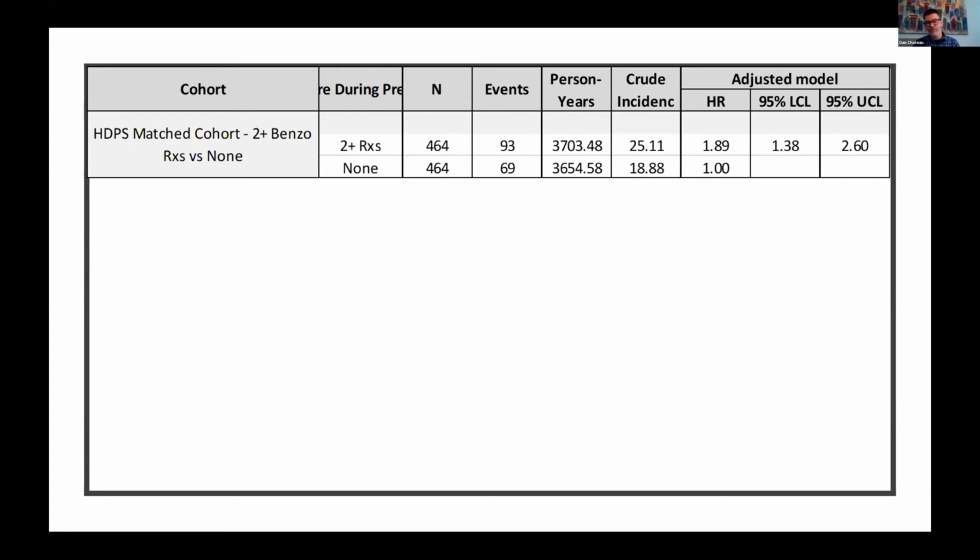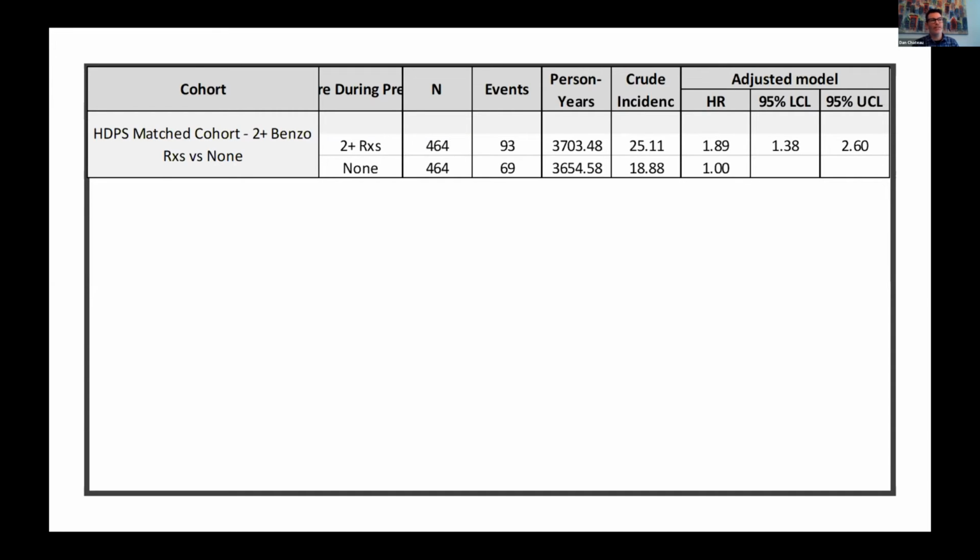So here's the main result. We've got our matched cohort, women with 2 or more benzodiazepine prescriptions in pregnancy compared to women with none. In the end, out of the 479 women who were exposed, for 464 we were able to find a match. So there were 15 moms where it would appear there's nobody like them who didn't take a benzodiazepine, so they probably really needed the benzodiazepine regardless of the risk of any adverse events.